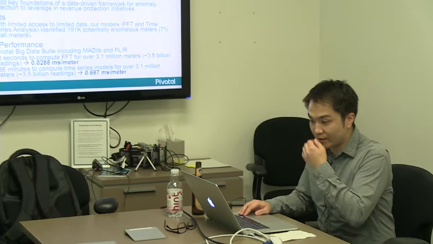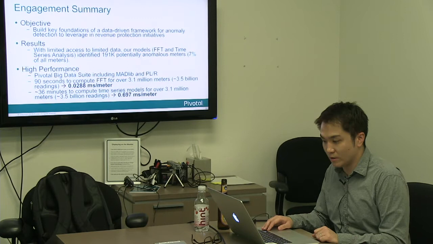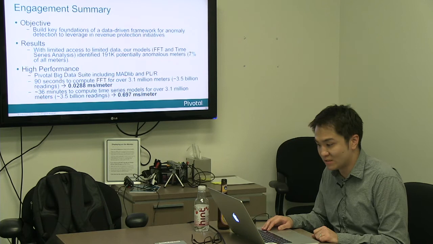And then the other portion of the analysis, which made use of ARIMA models, only took about 36 minutes to compute ARIMA models for about 3.5 billion readings, so about 0.7 milliseconds per meter.